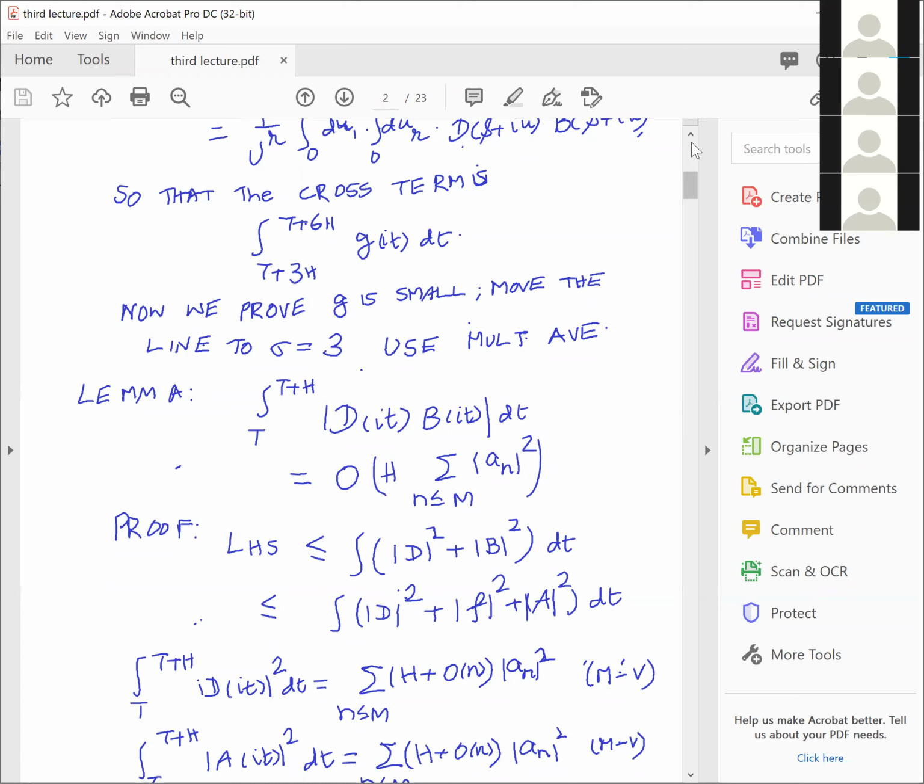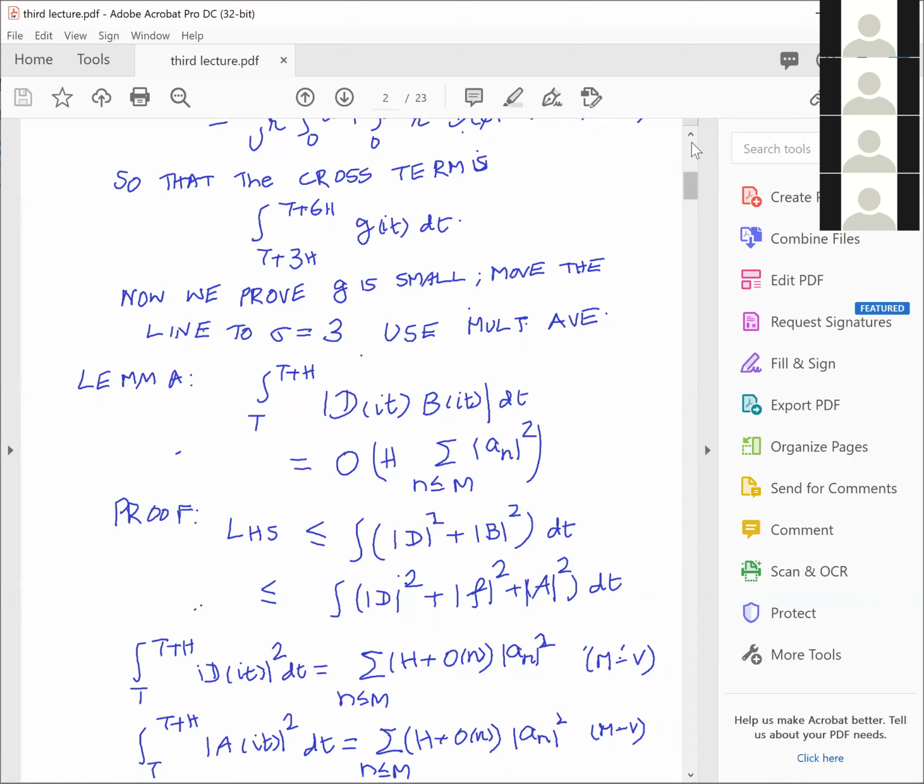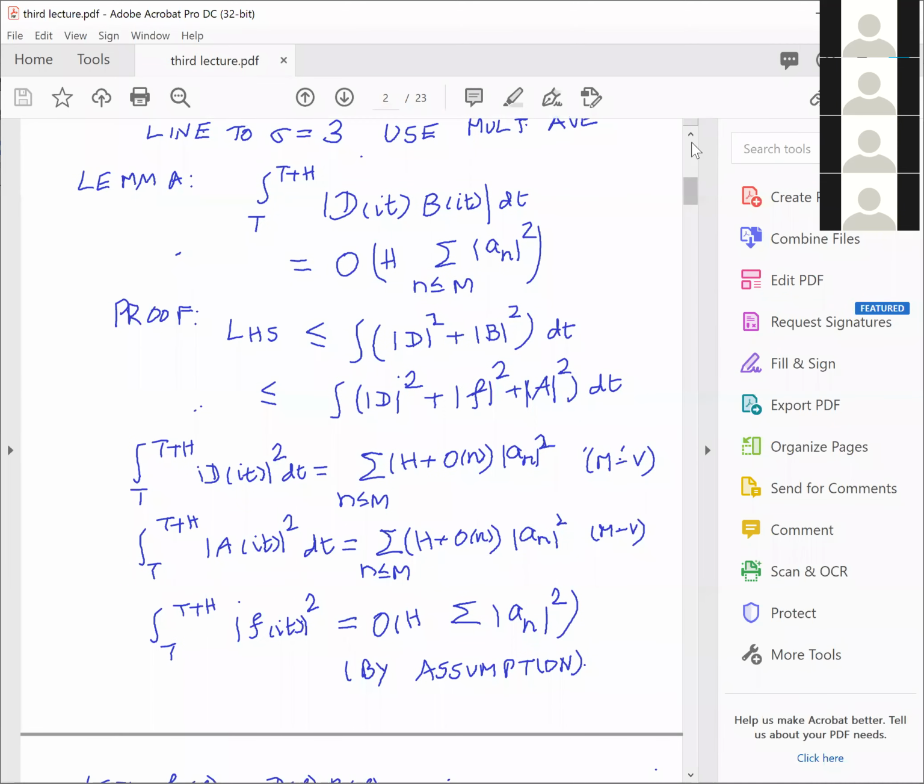As far as mod d squared is concerned, it is a Dirichlet polynomial. And once you have a Dirichlet polynomial, the L2 norm is always easy by the theorem of Montgomery and Vaughan, and therefore that will give you what you want. As far as mod a squared is concerned, that is also a Dirichlet polynomial, and again I can use the theorem of Montgomery and Vaughan and get exactly what I want. And as far as mod f of it whole squared is concerned, this is precisely what I am trying to prove, that the integral from t to t plus h of f of it whole squared is rather big, as big as h into the summation of mod a_m squared. Therefore, to start with, I can assume that it is O of h into the sum of mod a_m squared. And therefore, this is the L2 norm.